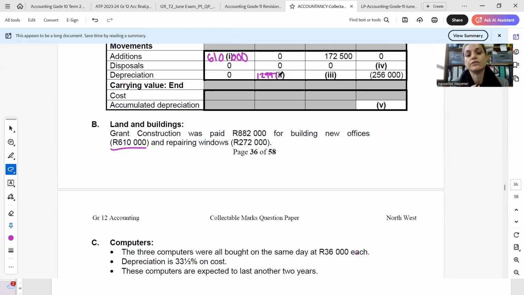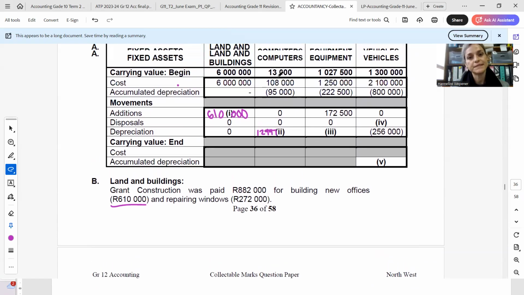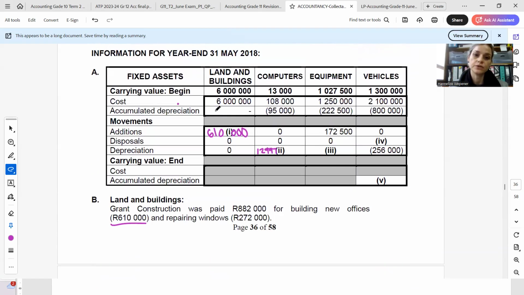If we don't give you the details regarding how many computers or whatever, you're then just going to work with R1 value. But because they now told you specifically this is 3 computers all purchased on the same day, then it means each one of them must have a R1 carrying value. Okay, so that was it for your computers. So your accumulated is now opening balance plus depreciation for the year, but they didn't ask for that.